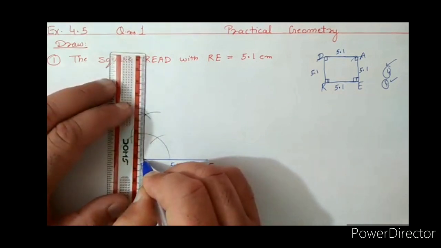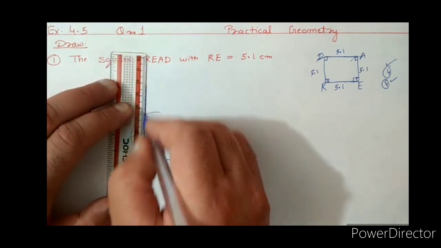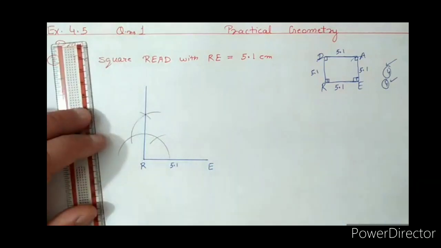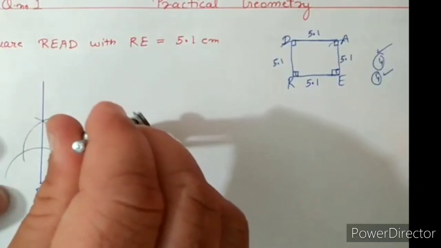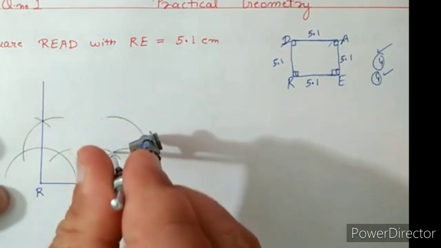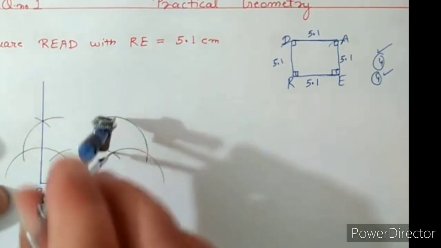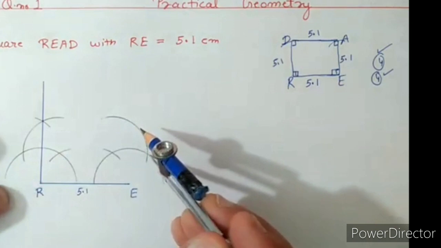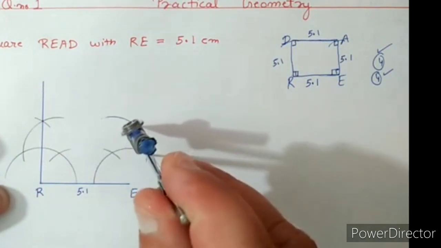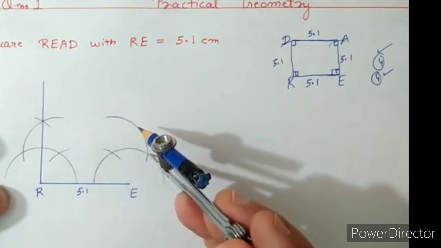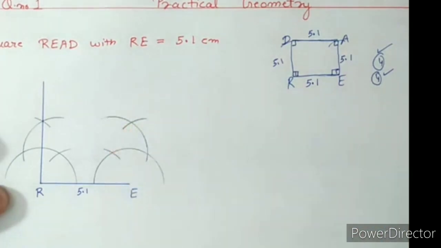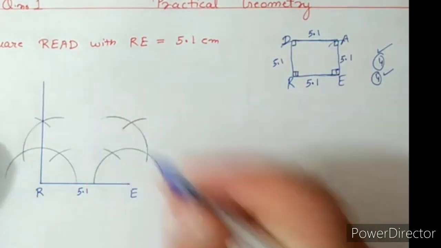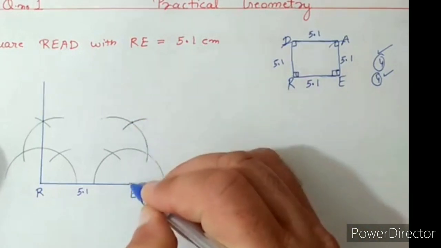Using the scale, from the point R, draw a ray. You can construct a 90 degree angle at E also, but it is not necessary. No need of constructing one more 90 degree angle. We have all four sides and one angle, which is enough, 5 elements. If you want, you construct, otherwise just draw an arc of 5.1 centimeter from E.